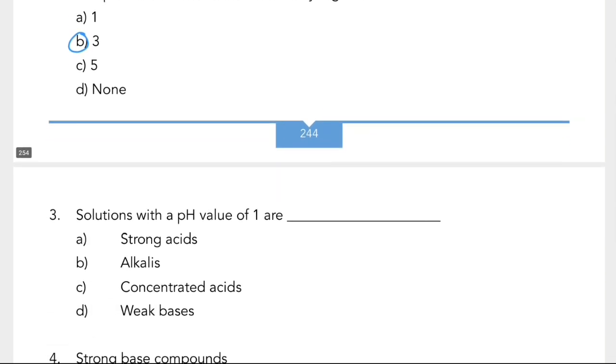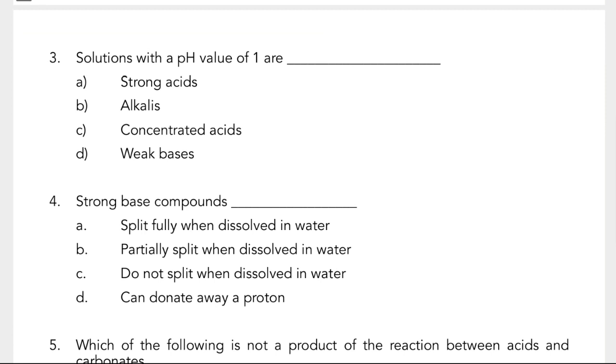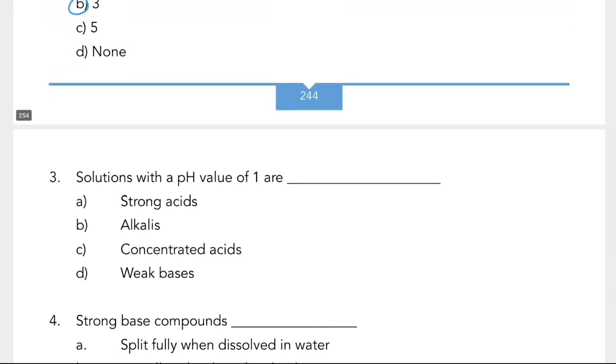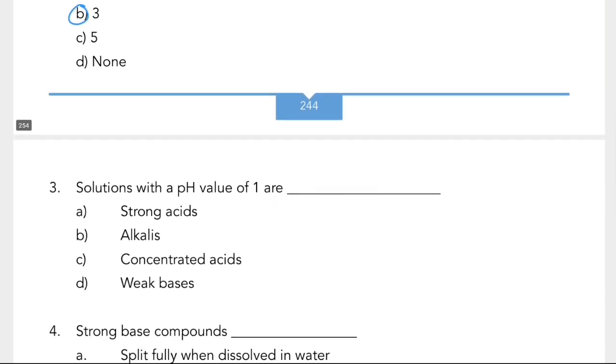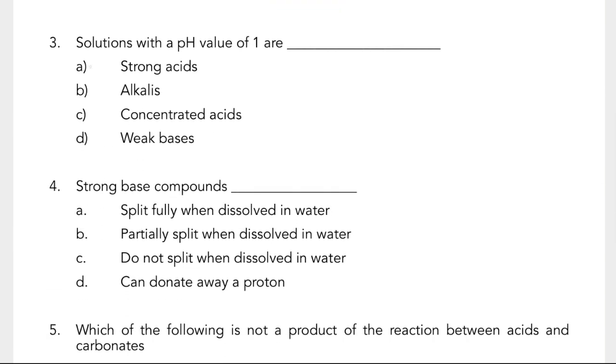Then we look at number 3. Solutions with a pH value of 1. So we go back to our pH scale. If we have a solution with a pH of 1, it is going to be a strong acid. So A, strong acids, that's true. Then B, alkalis. Alkalis are those ones that are bases, so they have to be above 7.